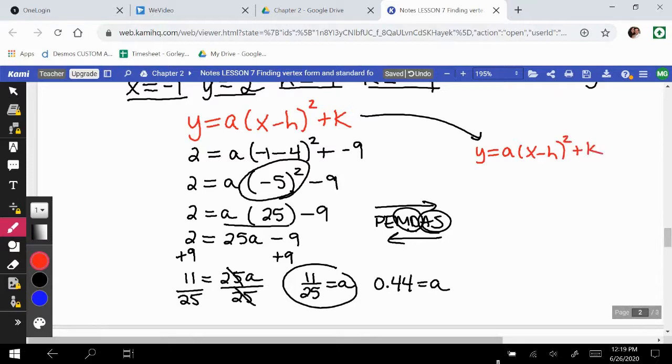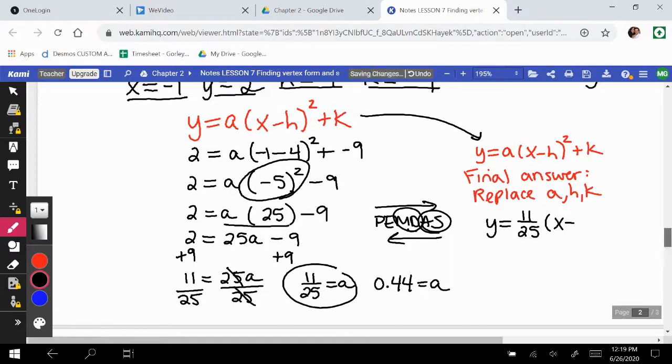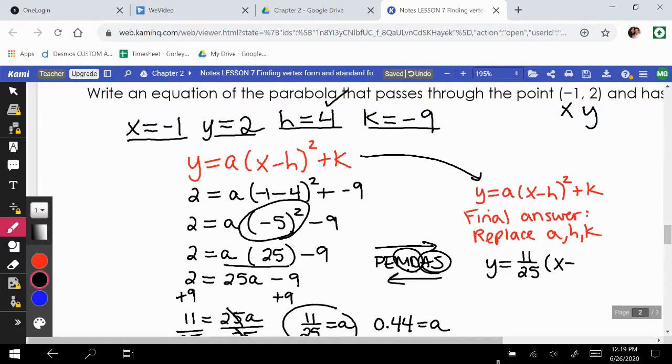And when I'm writing my final answer for the equation of the parabola, I want to make sure that I replace A, H, and K, and I want to leave X and Y just as X and Y. So I'm going to write my final answer as Y equals, A was 11 over 25, X minus H, H was, let's see, 4, and K was -9. So instead of putting plus a -9, I'm just going to put -9.